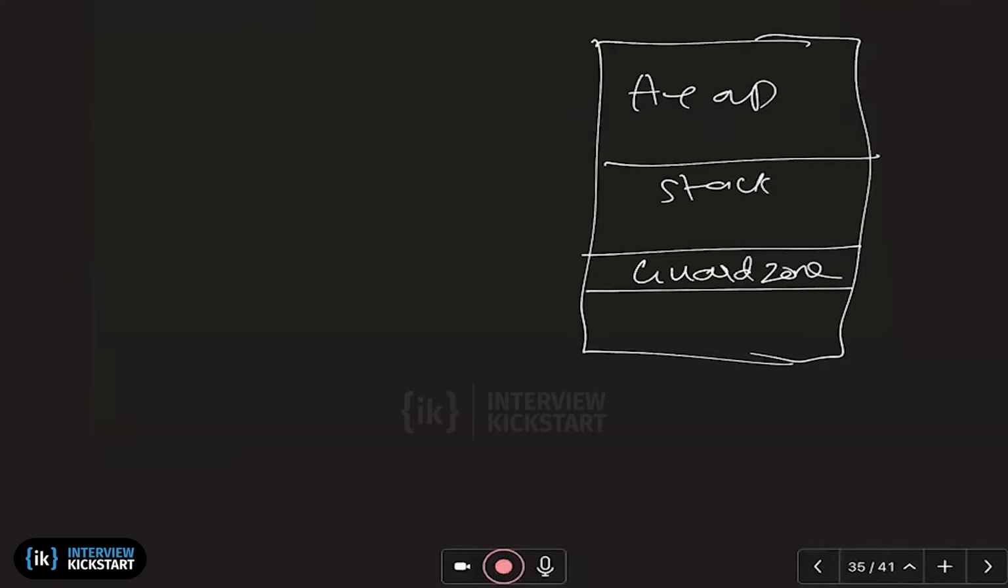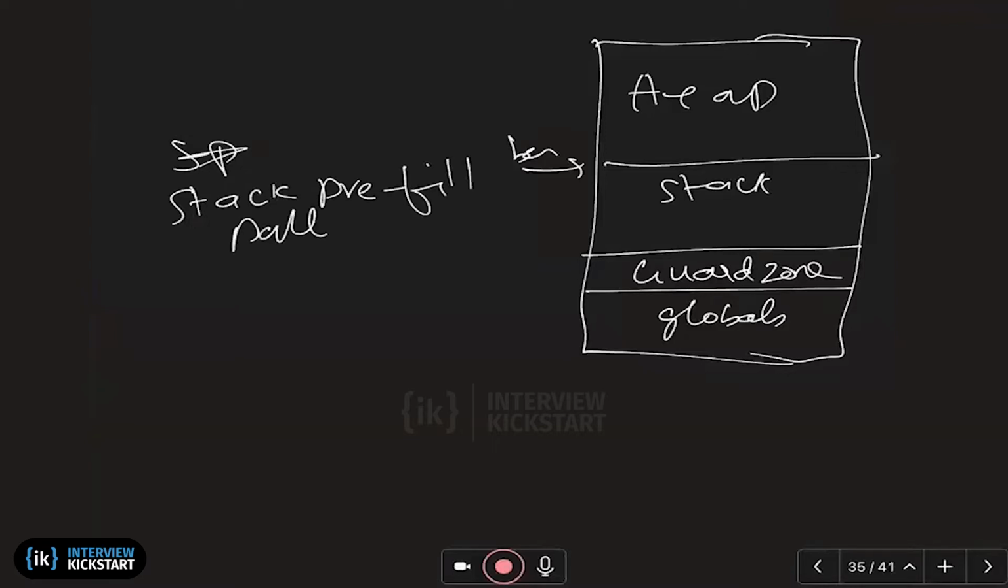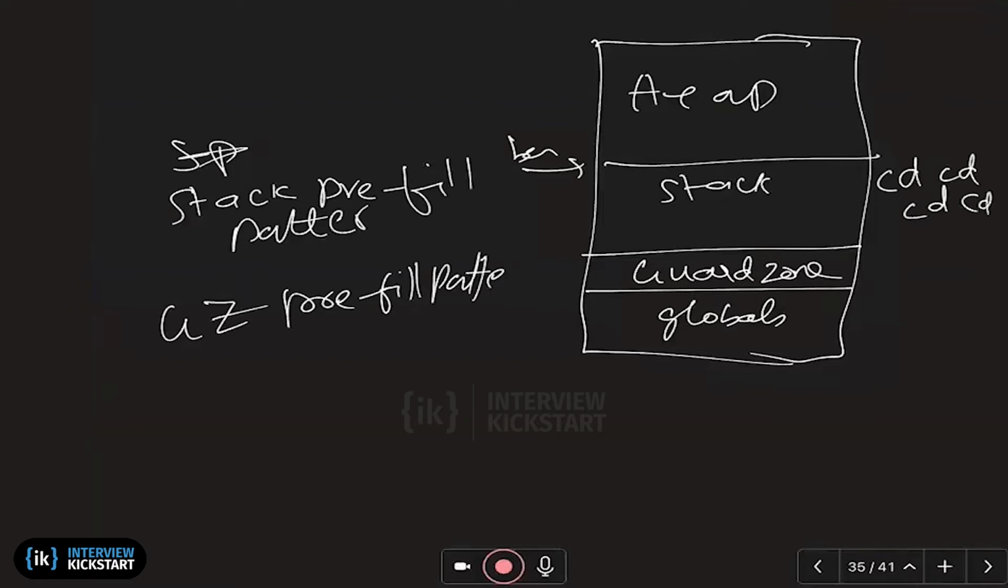So basically you reserve that, and you separate the globals here. Now, this is the base, and you fill the stack, debuggers typically do that. You fill the stack with a certain pattern. So there are two patterns: the stack pre-fill pattern, and then the GodZone pre-fill pattern. Typically I've seen ARM compilers use CD. When the stack is unallocated initially, it is filled with this.